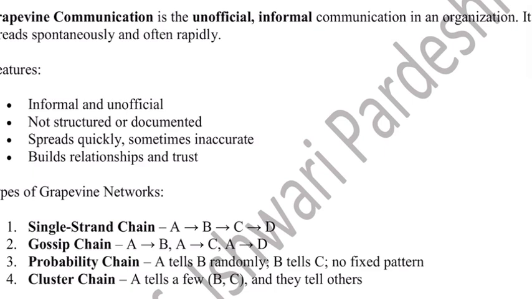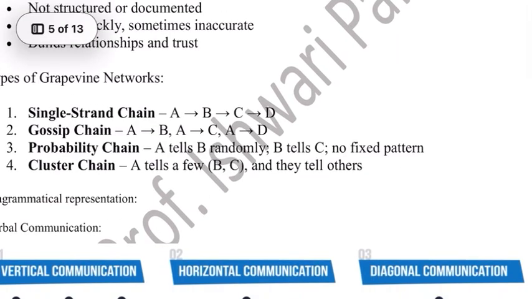Next we have the probability chain. Here it is done very randomly. A will tell B randomly, then B tells C, and C might go and tell E. There is no fixed pattern followed here. For example, some person from your group heard someone speaking and is going to tell it to you. You are going to tell it to someone else, and that someone else is going to tell the same news to someone else. There is no structure that is getting followed. There is no fixed pattern.